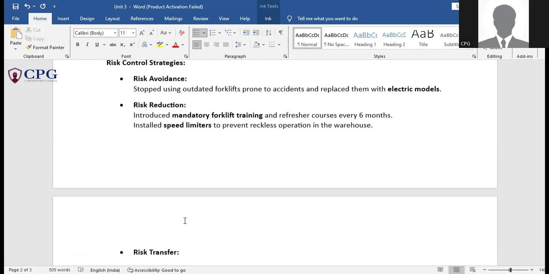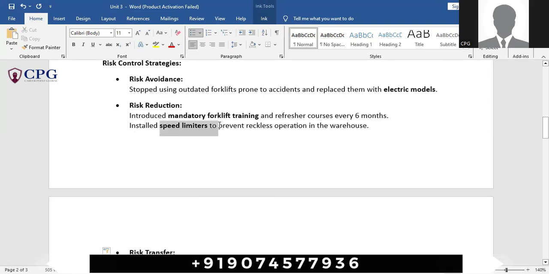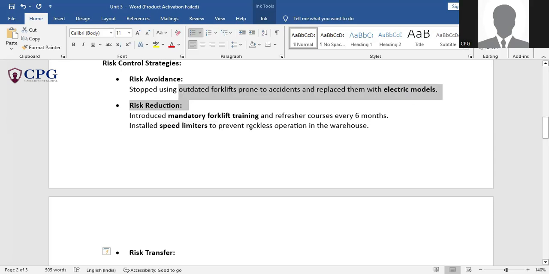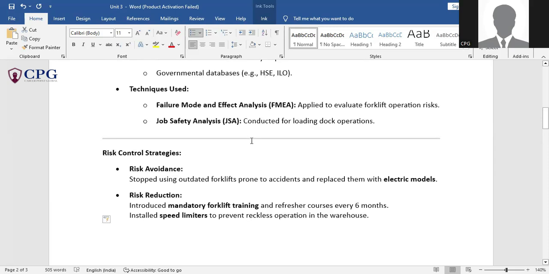You can give examples for that. Man lift training. Speed limiters are used. Electrical models: forklifts prone to accidents, replace them with electrical models. So these are all engineering methods that you have used. You can also use administrative methods, such as insurance coverages that you have used. So how you are actually controlling the risk in your organization, that you can tell.